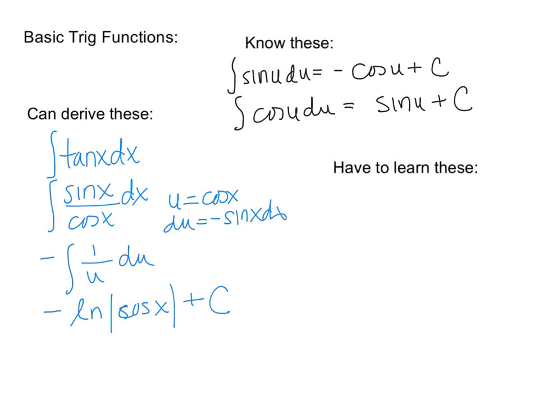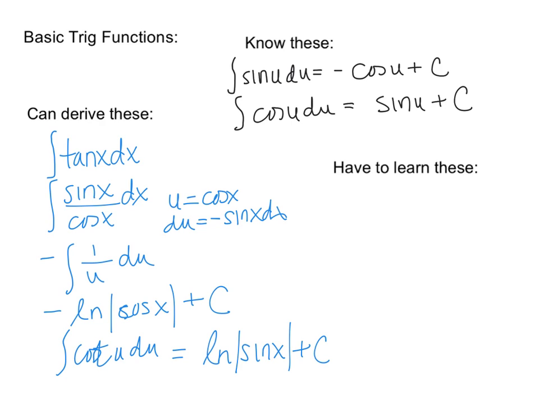And then you could do the same thing for the integral of cotangent u. If you did that, you would end up with the natural log of sine x this time, because the sine would be in the denominator, plus c. So those two you could actually derive.